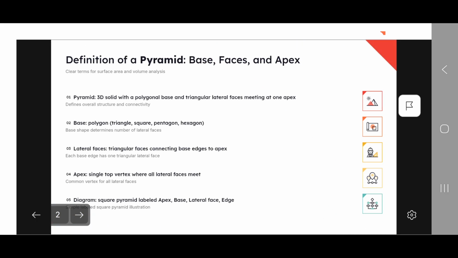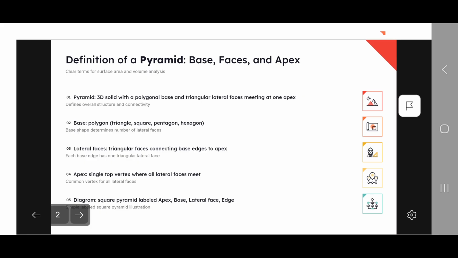So, definition of a pyramid. Base, faces, and apex. A pyramid is a 3D solid with a polygonal base and triangular lateral faces, meeting at one apex. A base is basically a polygon.